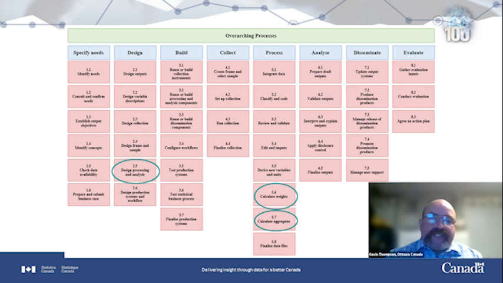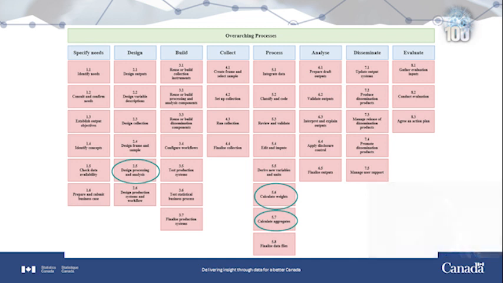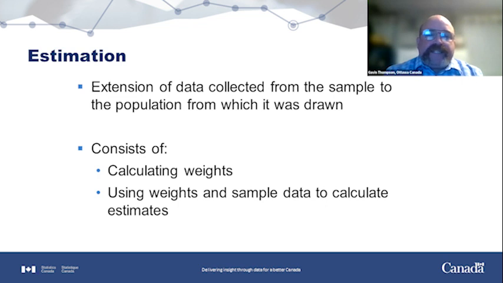We now have this data that we can do analysis on and provide to our clients or the general public. So what is estimation? It's the extension of data collected from the sample to the population from which it was drawn. We refer to this as inferential statistics. We collect from a small part of the population, and because this was done in a random method and certain protocols have taken place, we should be able to project this onto the entire population.